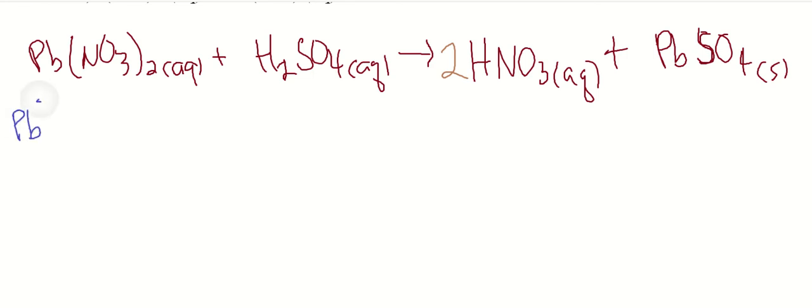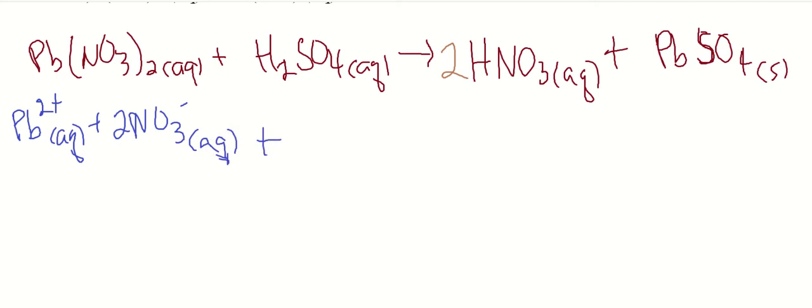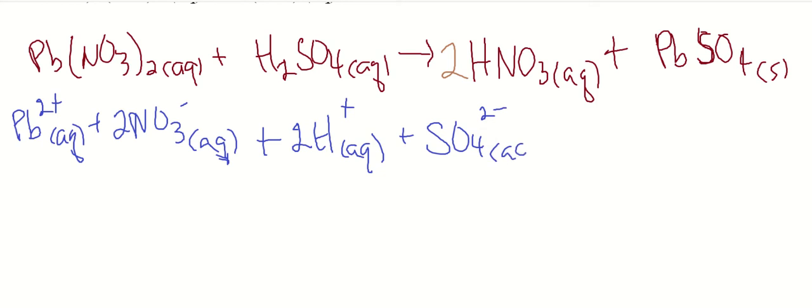All right, lead in this case is a 2 positive charge in solution, and bring that to the front because that's how we quantify these. All right, we have 2 nitrates, NO3, the 1 negative charge, AQ. Plus, we have 2 protons. Bring that 2 out to the front. These are all in aqueous solution. And then we have 1 sulfate. Sulfates are 2 negative polyatomic ions, and that's also AQ.